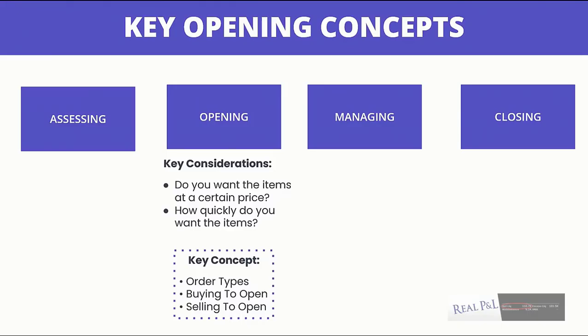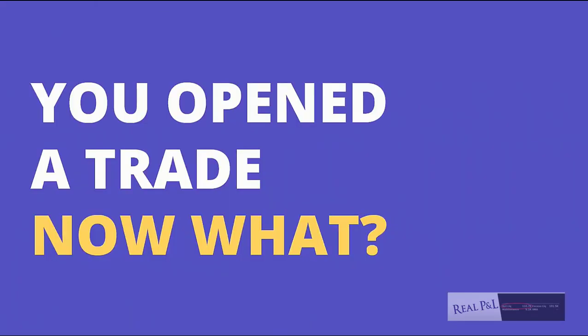So quick recap of opening concepts. When opening, you have to consider what price and how long you're willing to wait. That would be the order type. Then, depending on if you're selling or buying the option contract, that determines if you're selling to open versus buying to open.